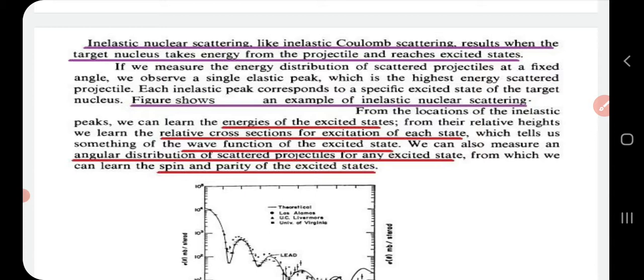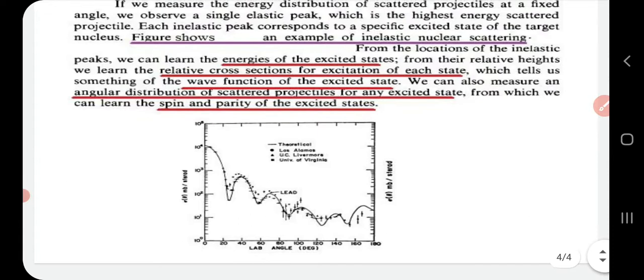a single elastic peak, which will be the highest energy of the scattered projectile. Each inelastic peak will correspond to a specific excited state of the target nucleus. So the figure itself will show an example of inelastic nuclear scattering.